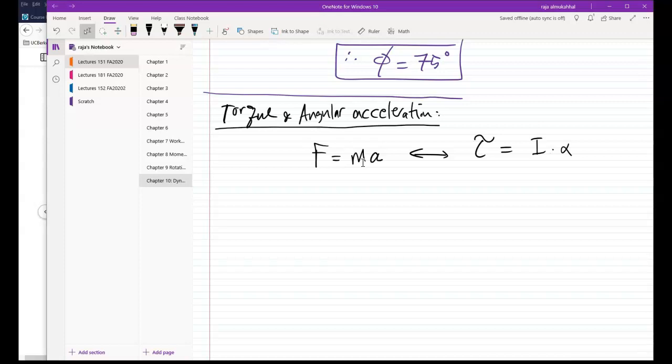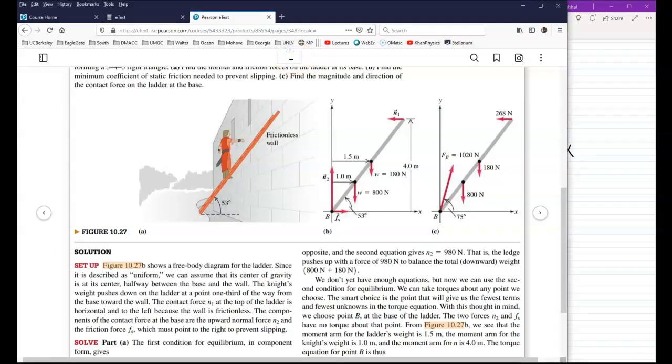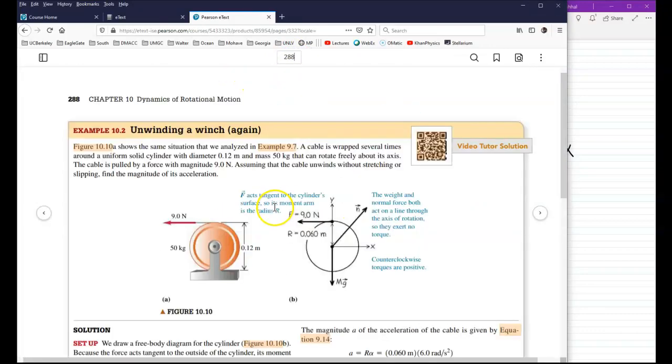Let me begin with one example from the book. I'm trying to find a very easy one before I go into a tougher one. I'll take example 10.2. That's on page 288. There we go. What you have here looks like a wheel and somebody's pulling on it like that, or a pulley, whatever it is.